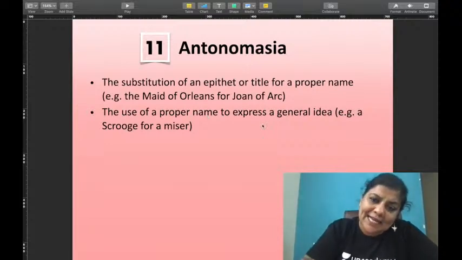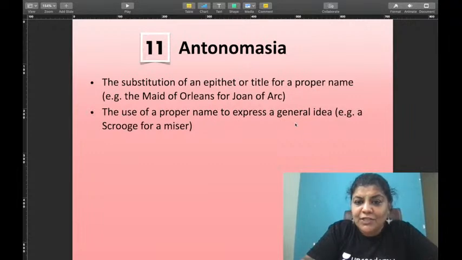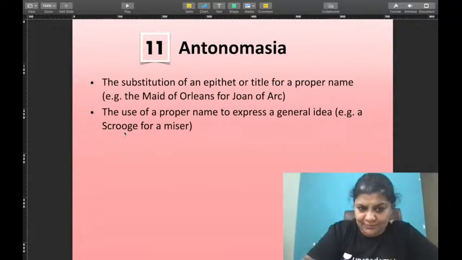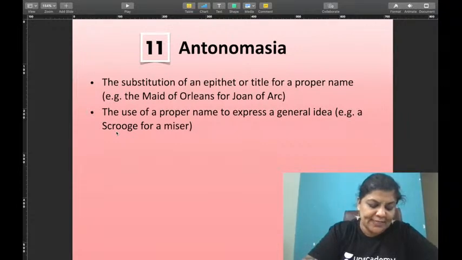Now, what I said is also correct. Shakespeare was the Homer is also antonomasia: use of a proper name to express a general idea. Instead of great poet, you use the word Homer. Instead of miser, you use the word Scrooge. It is antonomasia.